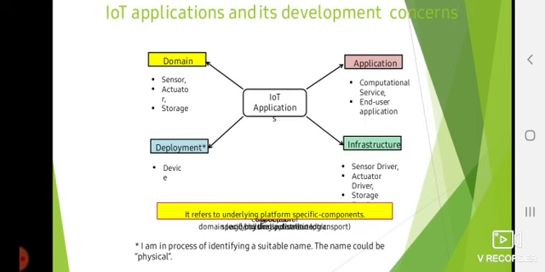Next, we have to see the IoT application and its development concerns. The IoT application development concerns are classified into four types. The first is domain, the second is application, the third is infrastructure, and the fourth is deployment. The domain consists of the sensors and actuators and the source environment, storage environment. The application consists of the computational services and end user application, and the deployment consists mainly of the devices. The infrastructure consists of the sensors, drivers, actuators, and storage. It refers to the underlying platform for a specific component.